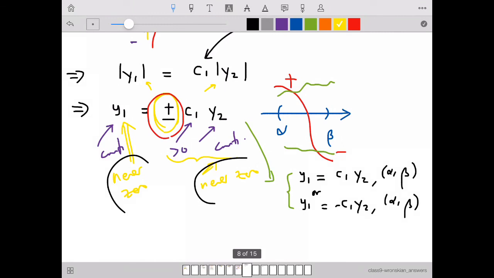Okay, so anyway, I wrote one function as a constant multiple of the other. So the proof is done.